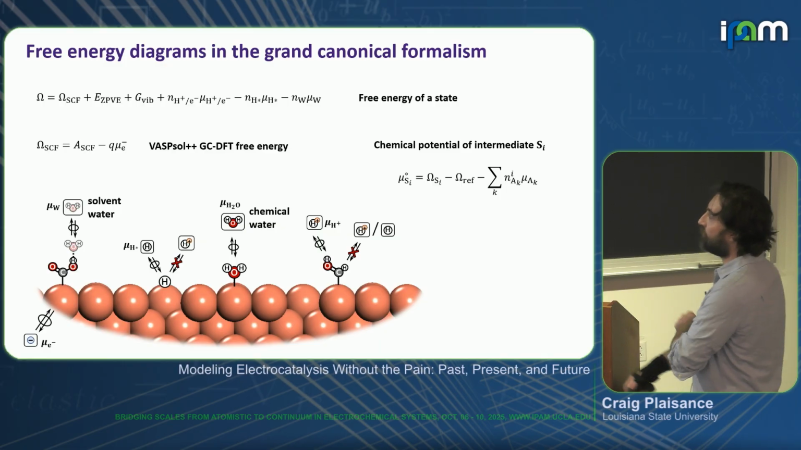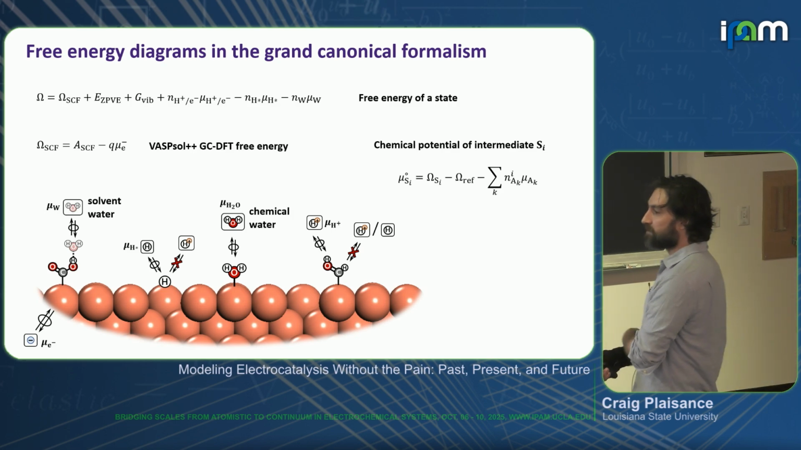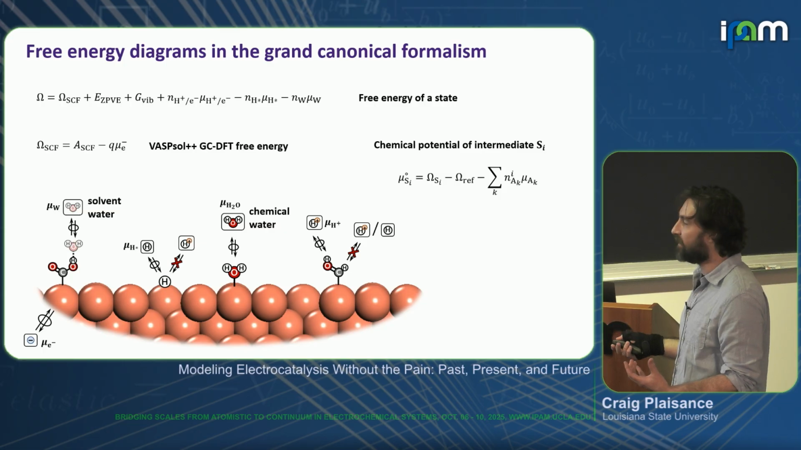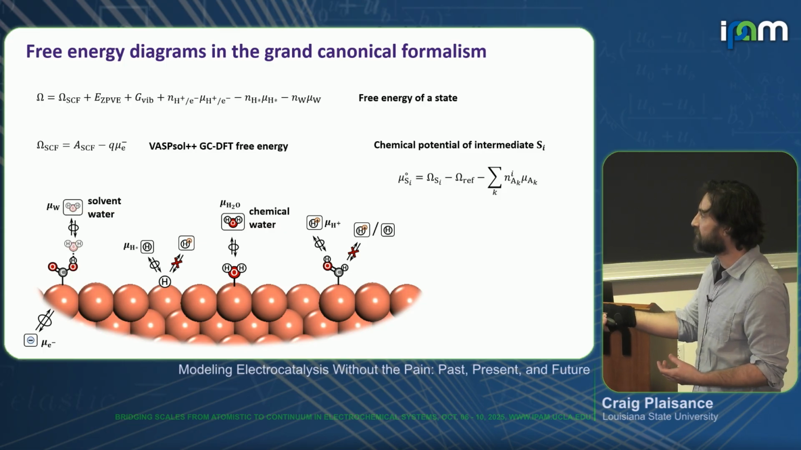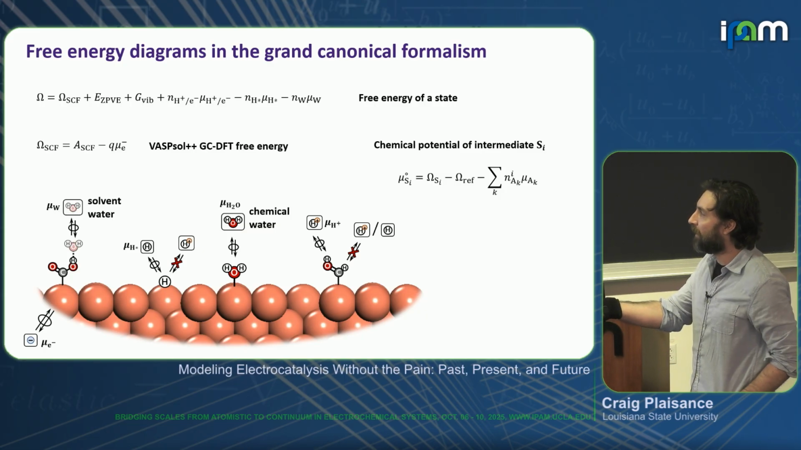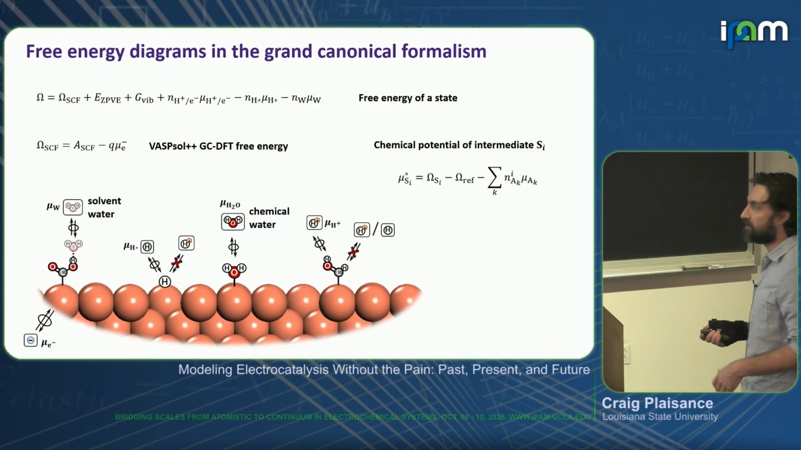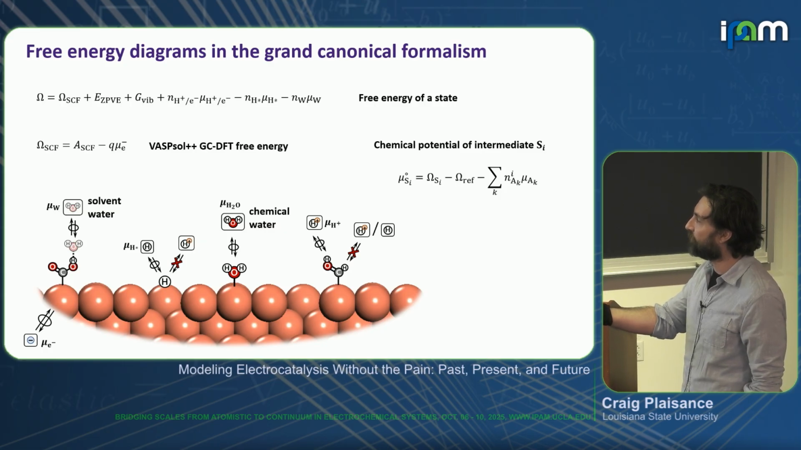Finally, we want to compute free energy diagrams in this grand canonical formalism. So what that means is that we're going to be simulating different states of the surface with different adsorbates and intermediates. We need to compute the free energy difference from some reference state. So first we define omega here, because it's a Landau free energy in a grand canonical ensemble. It's composed of the SCF free energy, and we get ZPV, vibrational free energy.